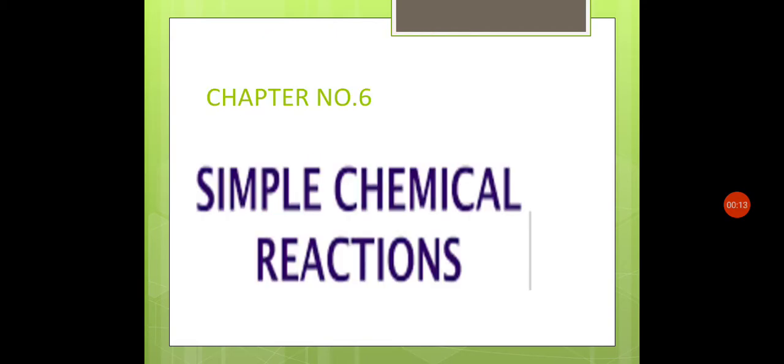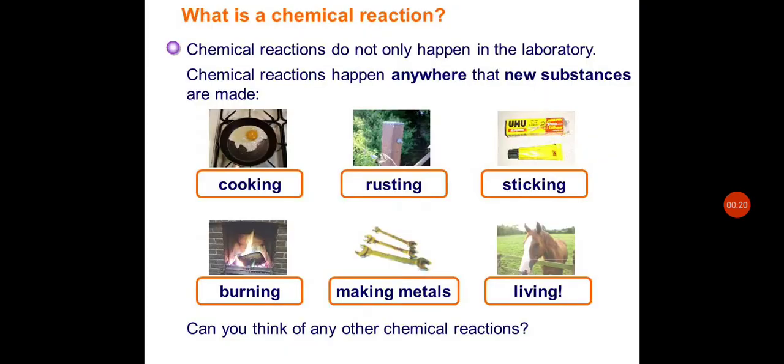Chapter number 6, simple chemical reactions. Now it's time to share your task 2, which is about understanding chemical reactions. So what is a chemical reaction? Chemical reactions do not only happen in the laboratory, they can happen anywhere: cooking, rusting, sticking, burning, making metals, and living. Can you think of any other chemical reactions?